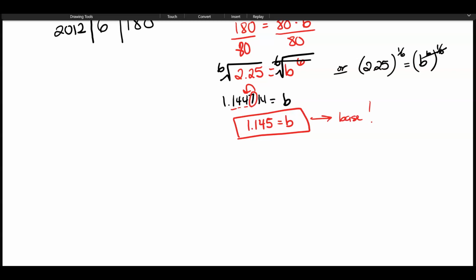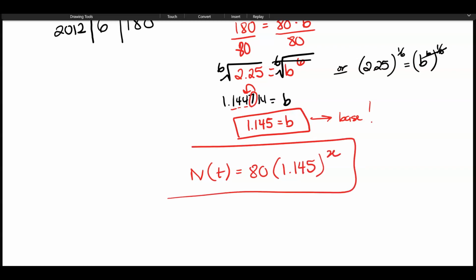Okay. So now what we want to do is we want to write out our equation. So here's our n of t. We know that our initial value is 80. I now know that my base is 1.145, and now I'm going to raise that to the t power. And this is the equation we were looking for.